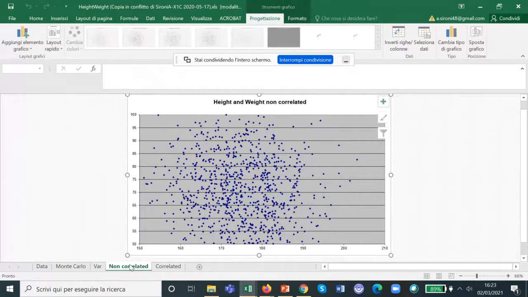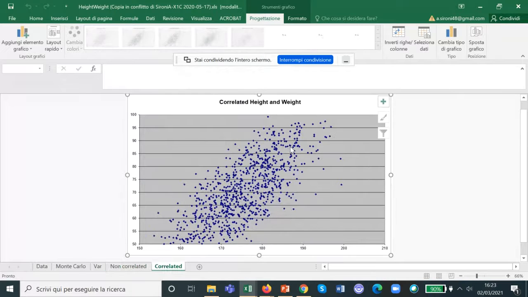This is non-correlated values of height and weight. Now, as you can see, these dots, each dot is a combination of weight and height. And here the two are completely uncorrelated, okay? Now here on the other side, they're clearly correlated.